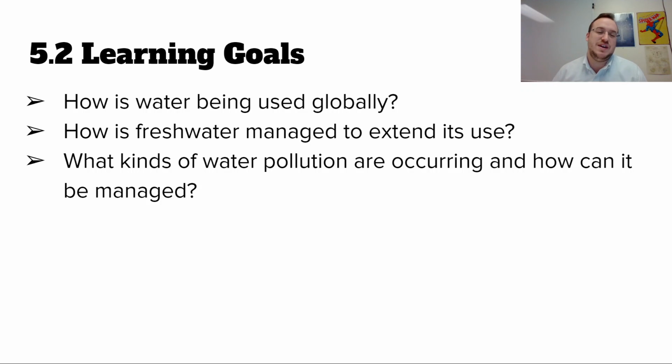We're going to continue in my environmental science class talking about water because it's really important, right? So, we're going to look at a few different questions today. We're going to look at how water is being used globally, how fresh water is managed to extend its use, because remember, it is one of those limited resources that we have, and what kinds of water pollution are occurring and how can it be managed. That's just kind of a bumper question because we're talking about how fresh water is managed, so let's talk about why it needs to be managed.